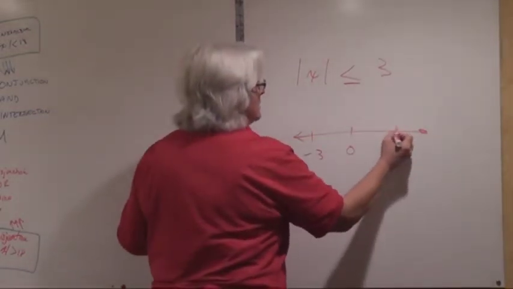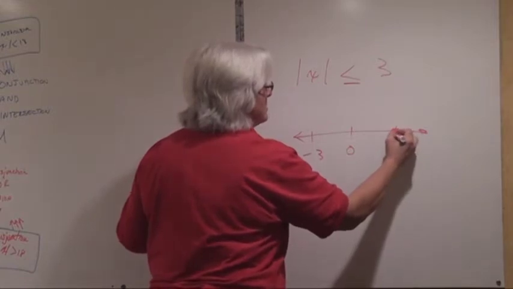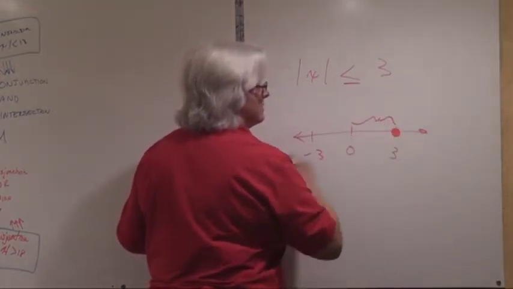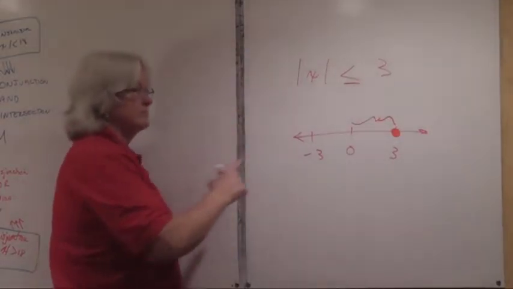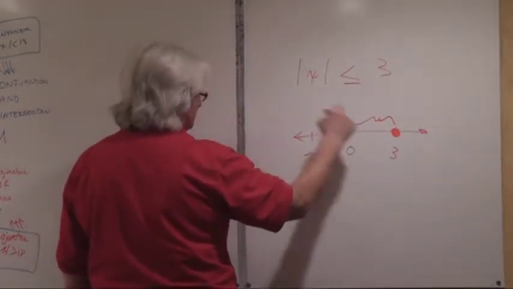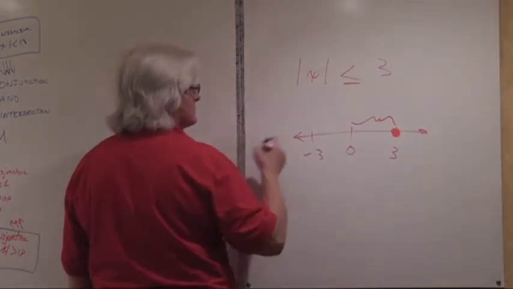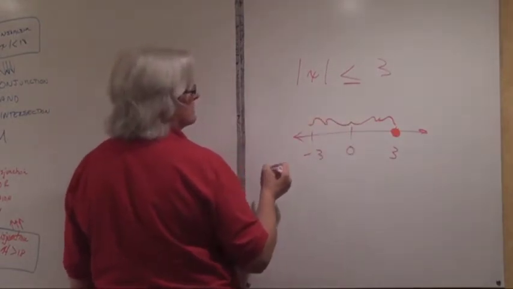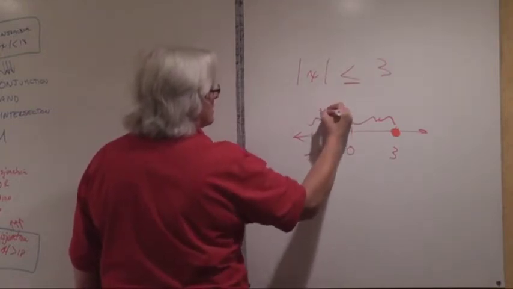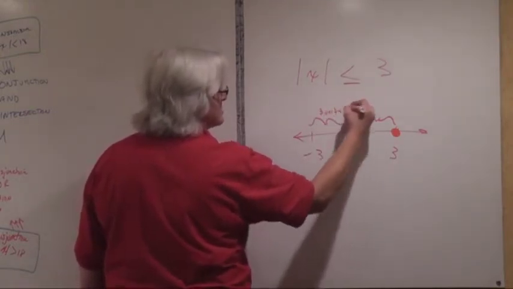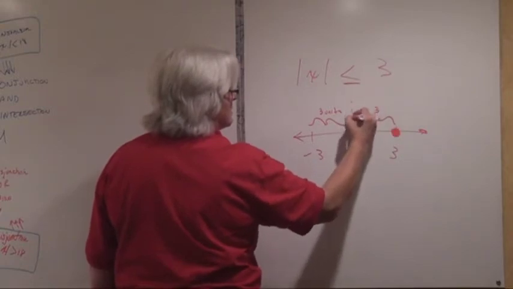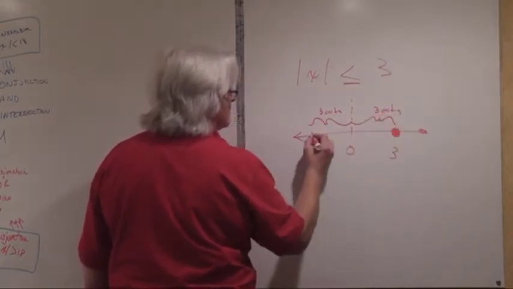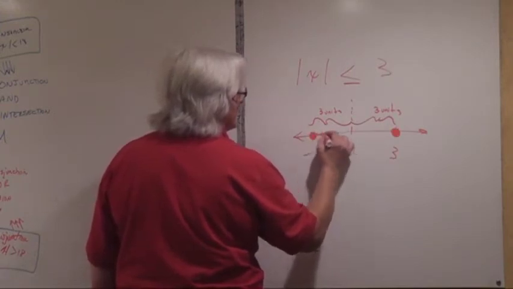Less than or equal to 3 units from 0 in the positive direction is that. Our solid circle here indicates the equals. 3 units in the negative direction, 3 units in the positive direction, and anything in between those.